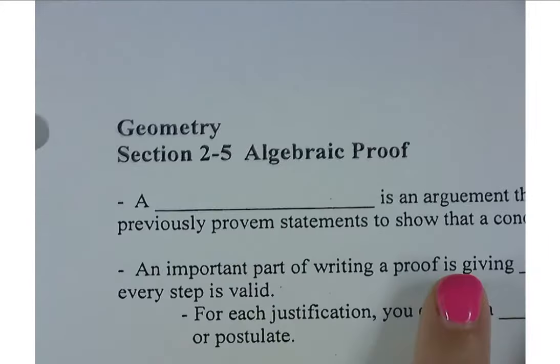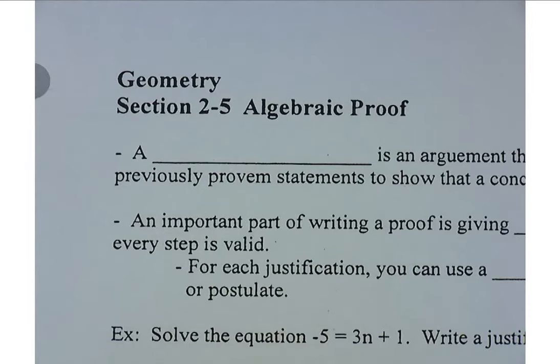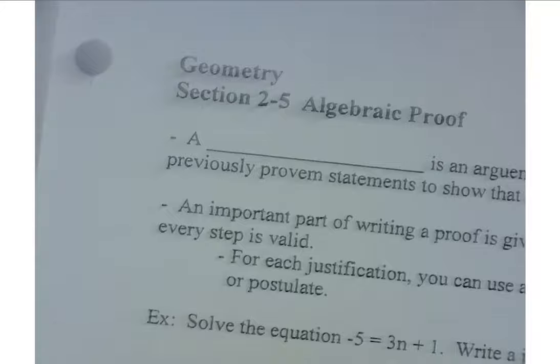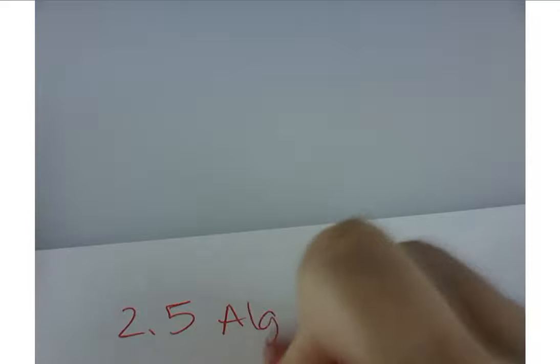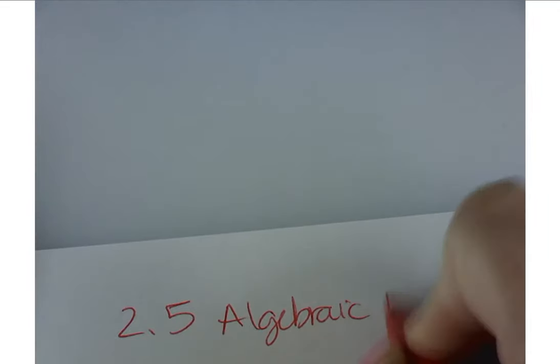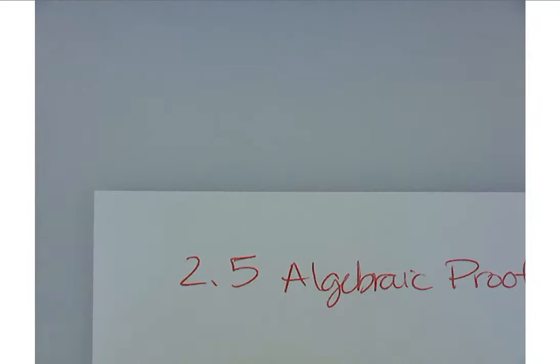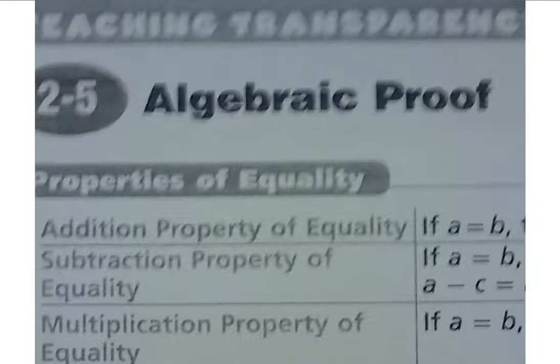Okay, so today we're doing 2-5, which is algebraic proof. And like I said, I did give you a word bank, but there are some different things that we're going to go over. So we're going to turn over our note sheet to the back. Okay, and we're just going to write 2.5 algebraic proof. And I'm just going to give you a second to look over this.